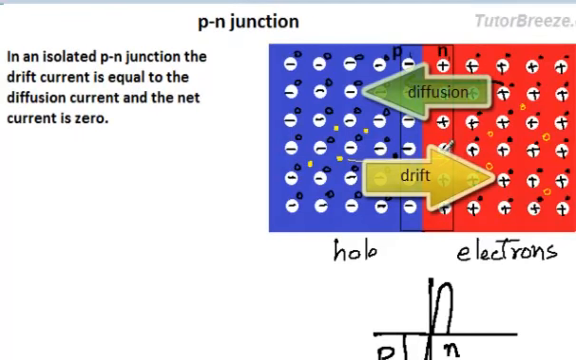In an isolated p-n junction, the drift current is equal to the diffusion current and the net current is 0.